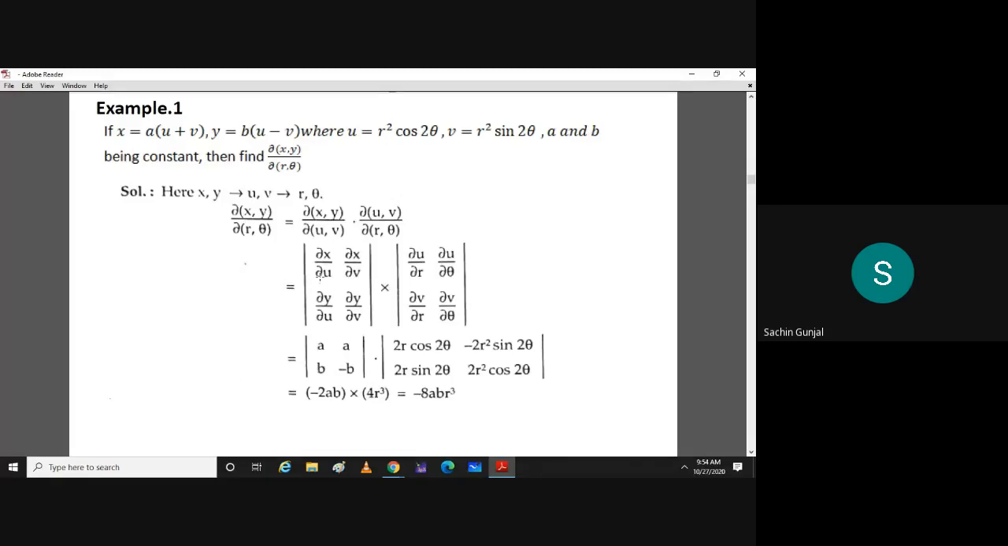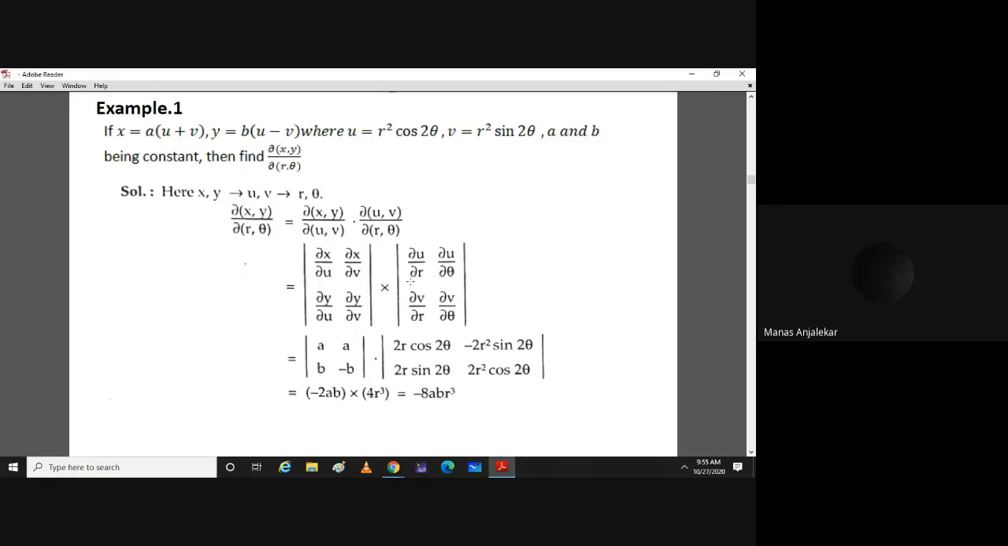Now just substitute this partial derivative. X with respect to u is a. X with respect to v is also a. Then y with respect to u is b and y with respect to v is minus b. Any doubt in this first Jacobian? I hope everybody knows how to take partial derivative. Yes? Yes, sir.